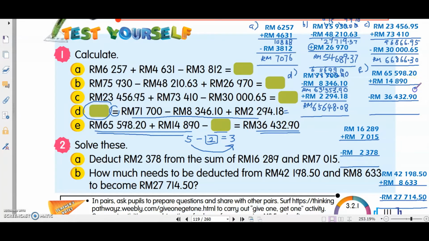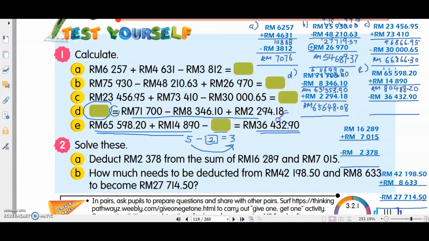So 0 plus nothing is 0. 2 plus nothing is 2. Decimal point. 8 plus 0 is 8. 9 plus 9, 18. 1 plus 5, 6. 6 plus 8, 14. 1 here. 1 plus 5, 6. 6 plus 4, 10. 1 here. 1 plus 6 plus 1 is 8. RM, don't forget.